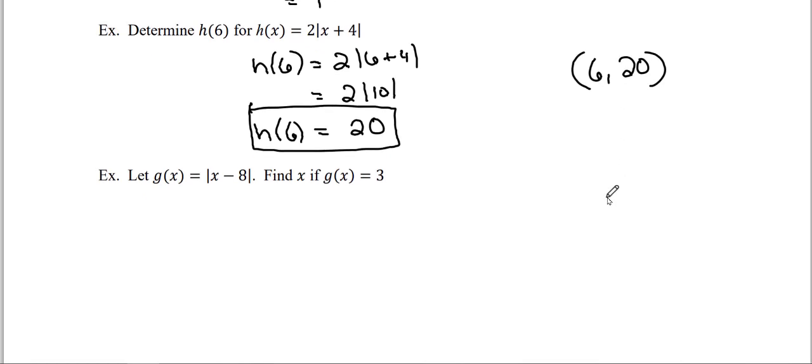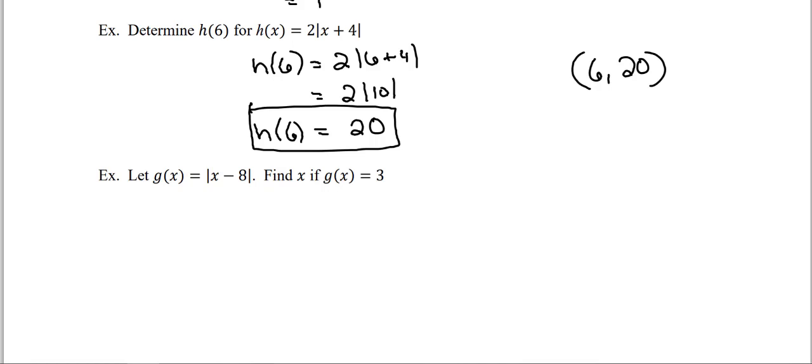One more. This one's worded a little bit differently. It says let g of x equal the absolute value of x minus 8. Find x if g of x is equal to 3. Here I'm asking you to find the x. I did not give you an x value.